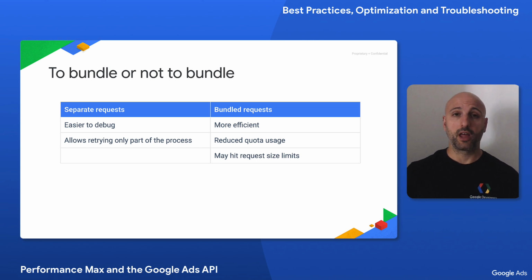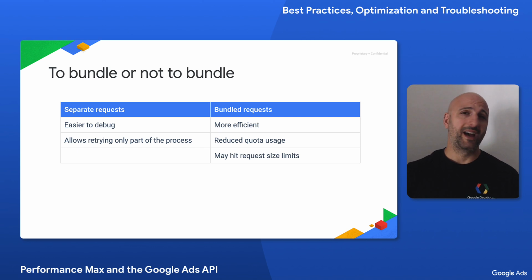Bundling operations together, on the other hand, is definitely more efficient and reduces your quota usage because you will be using fewer API requests. This means, for instance, that you can use the separate requests approach during the development phase of your application when you want to familiarize yourself with the API and make debugging and troubleshooting easier. Then, when you want to scale up your application and its API usage, you can switch to using bundled requests.